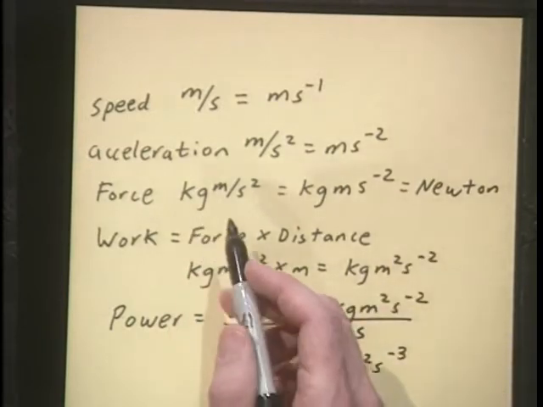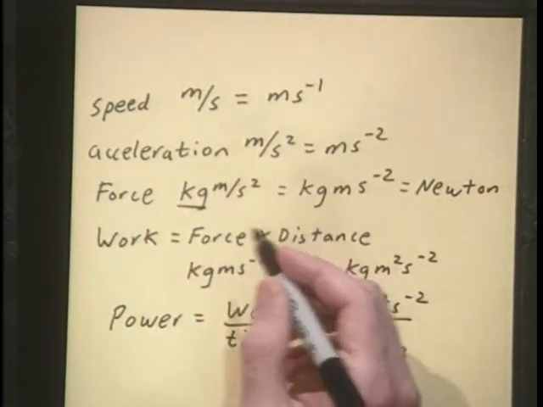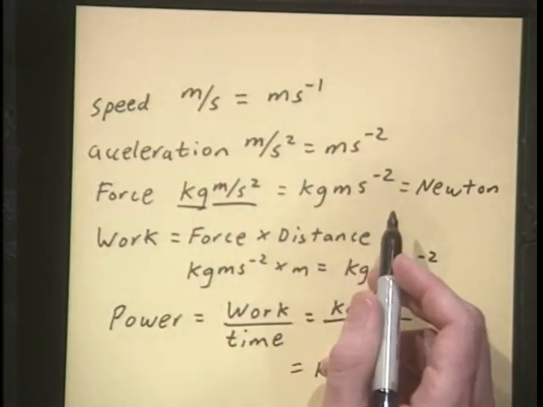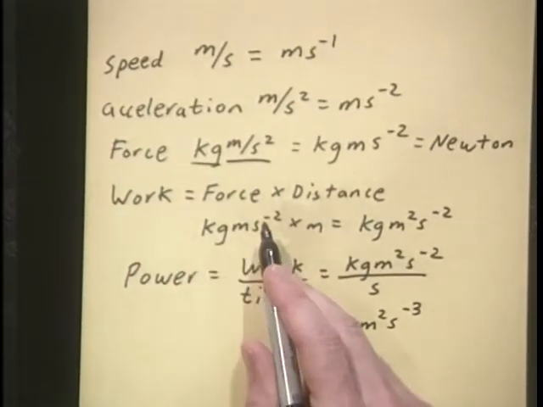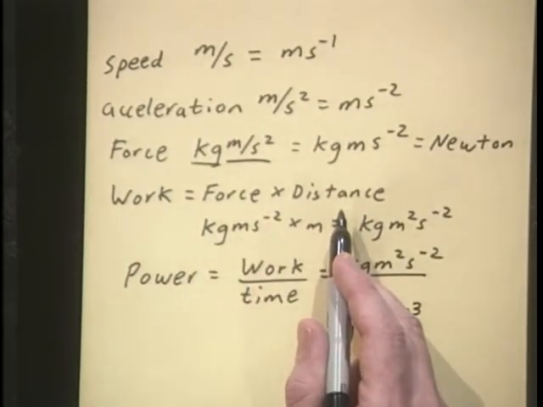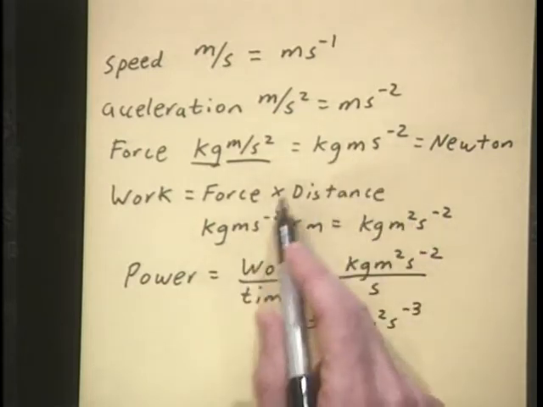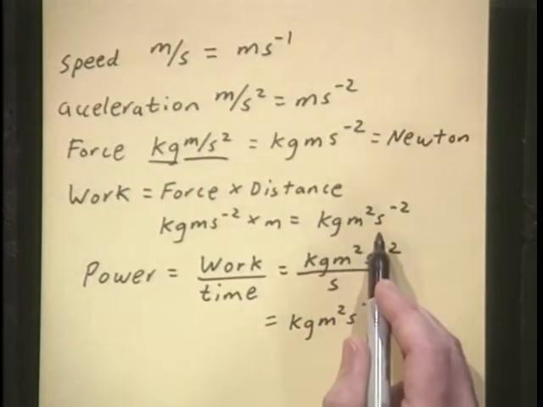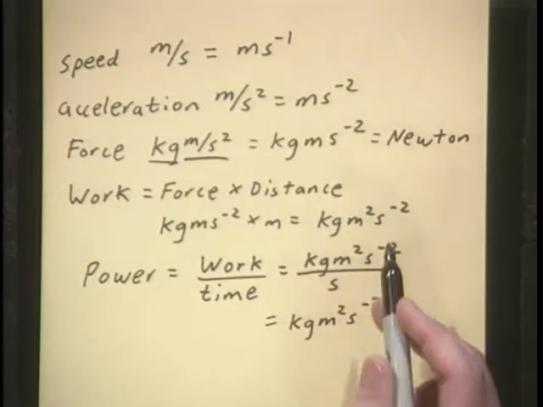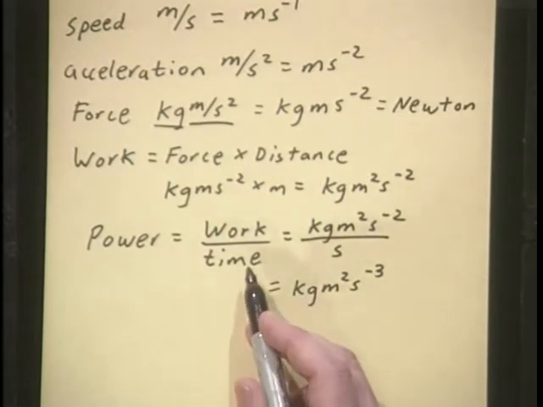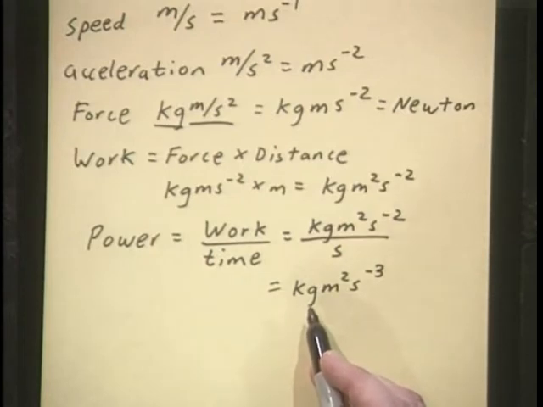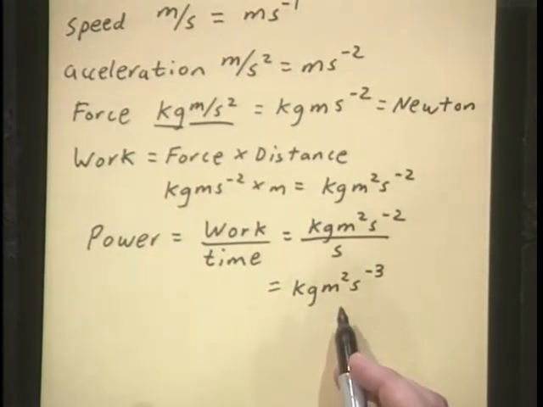Force is a Newton. That's a mass times acceleration, so our mass is kilograms, acceleration meters per second squared. Kilogram, meter, second to the -2. Work is force times distance. So we have force, which is our Newton, times a meter to get the units of kilogram meter squared per second to the -2. Then power is work divided by time, and that unit ends up being kilogram meter squared second to the -3.